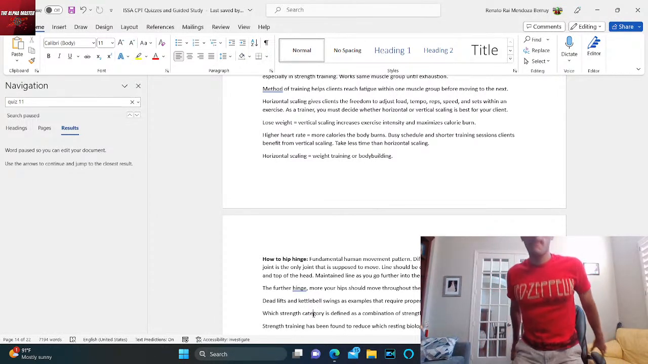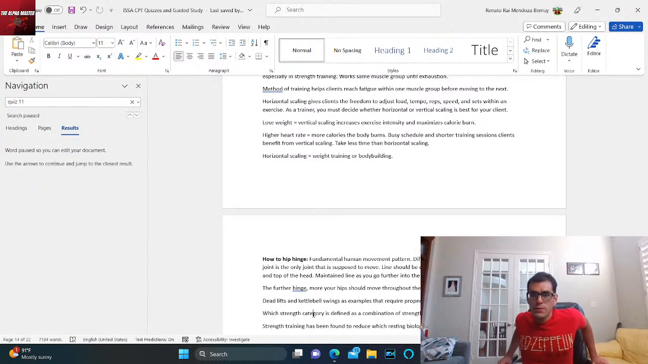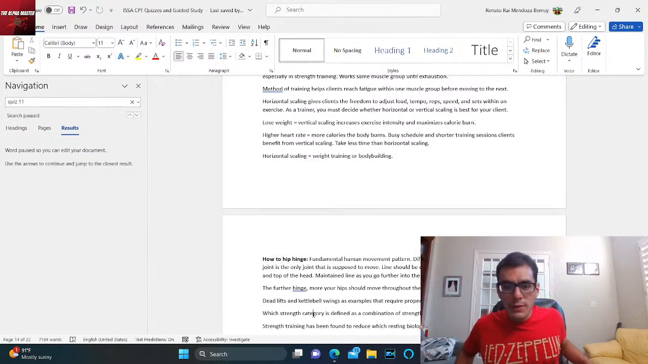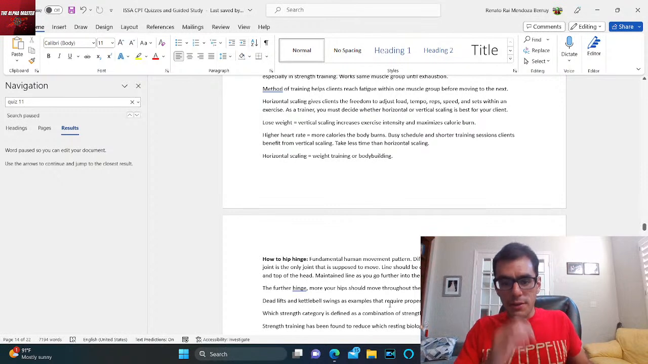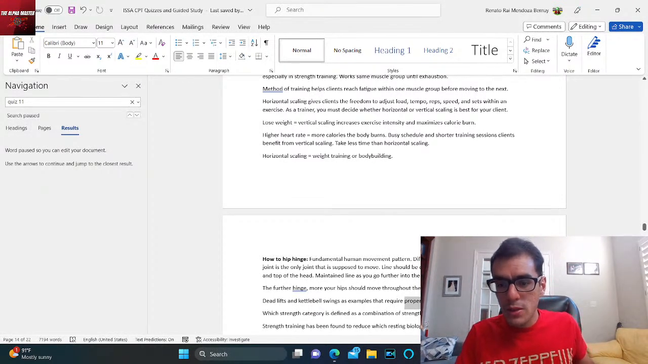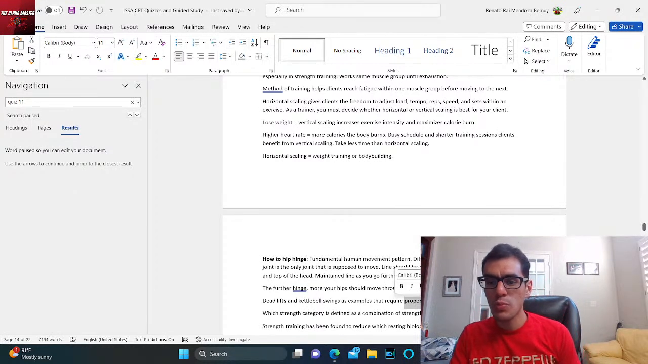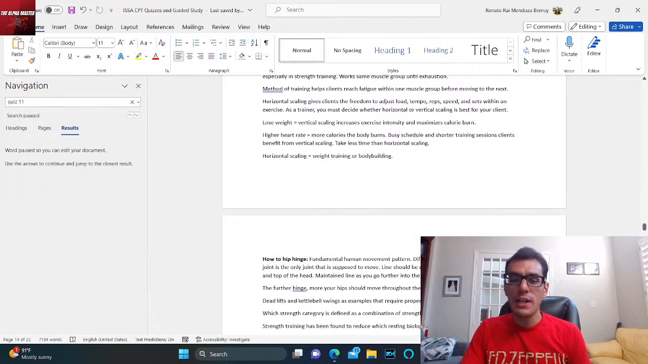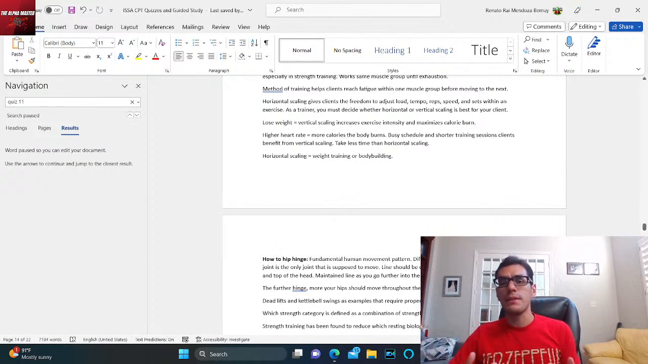The further the hinge, the more your hips should move throughout the back. Now, deadlifts and kettlebell swings are going to be examples that require proper hip hinging to perform properly. Now, which strength category is defined as a combination of strength and speed?